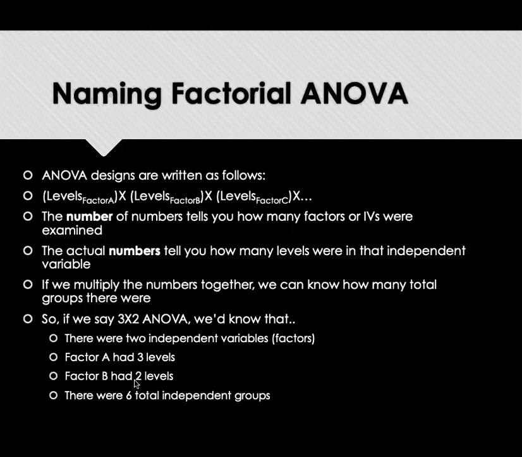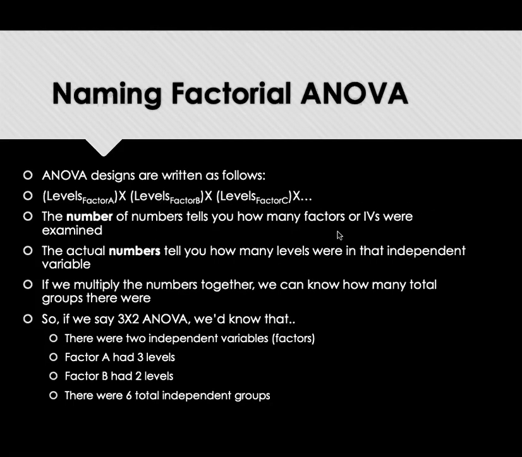So factorial ANOVAs are labeled a particular way, and I'm going to try to go over this quickly. Basically the format for naming or notating a factorial ANOVA is right here in the second bullet. The number of levels for factor A by, when you see the X, instead of saying times, you say by, the number of levels for factor B, and the number of levels for factor C, et cetera, et cetera.